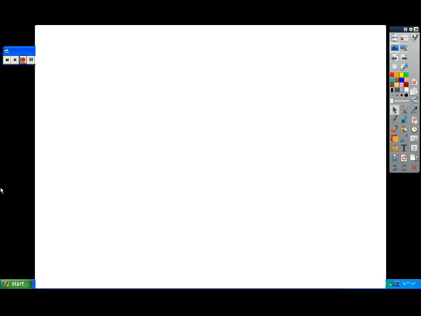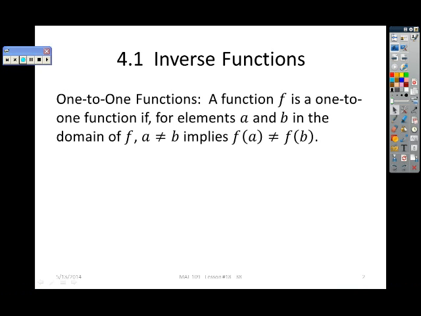Today we're going to go into some additional stuff in Chapter 4. We're going to start with inverse functions. Inverse functions are functions that let you go back and forth between domains and ranges, essentially is what it amounts to.